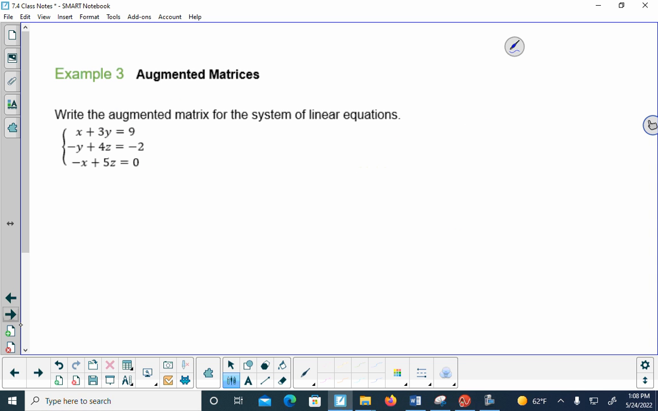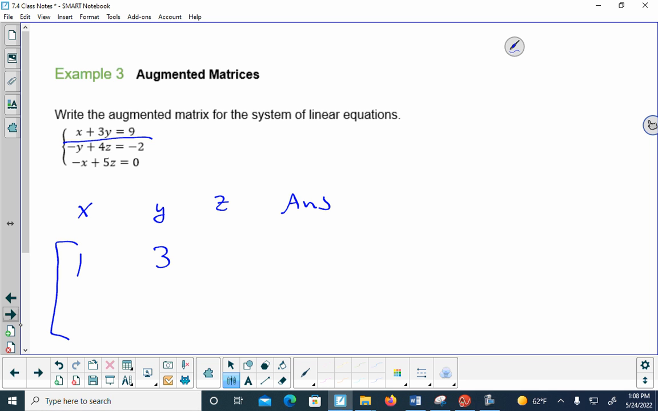Number 3 says to write the augmented matrix for the system of linear equations. All I'm going to do is identify my coefficients of x, my coefficients of y, and my coefficients of z. Some people find it helpful to write the x, the y, and the z above, and you can do that. So here would be my x column, my y column, and my z column, and then I have my answers. So when I write this, my coefficient of x is 1, my coefficient of y is 3.